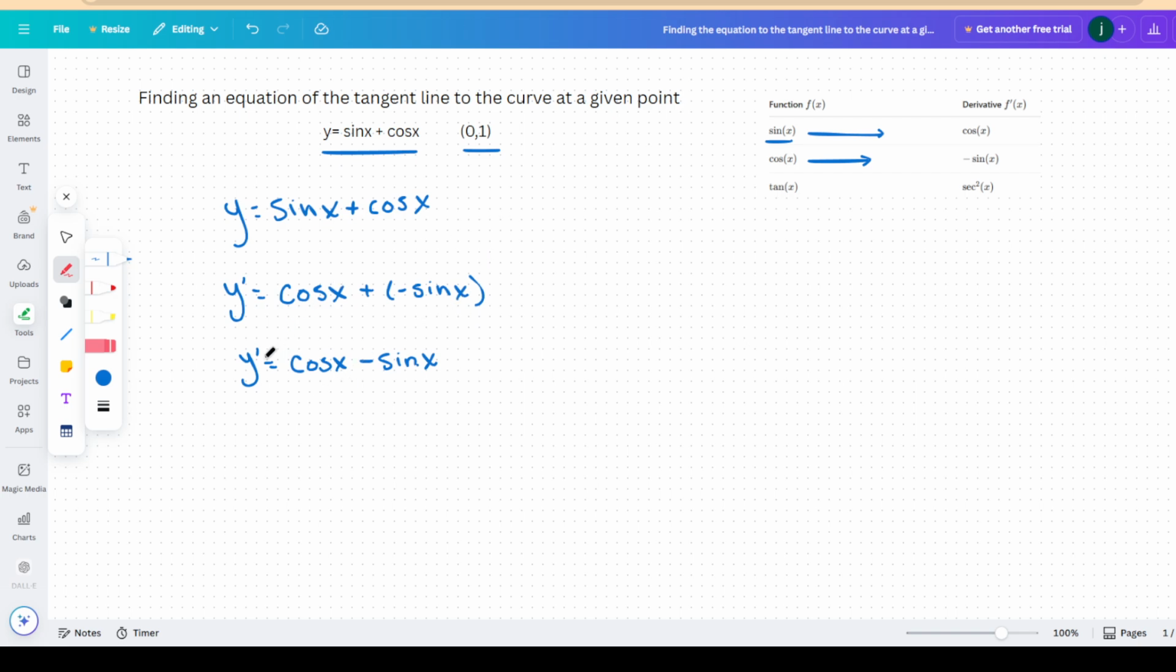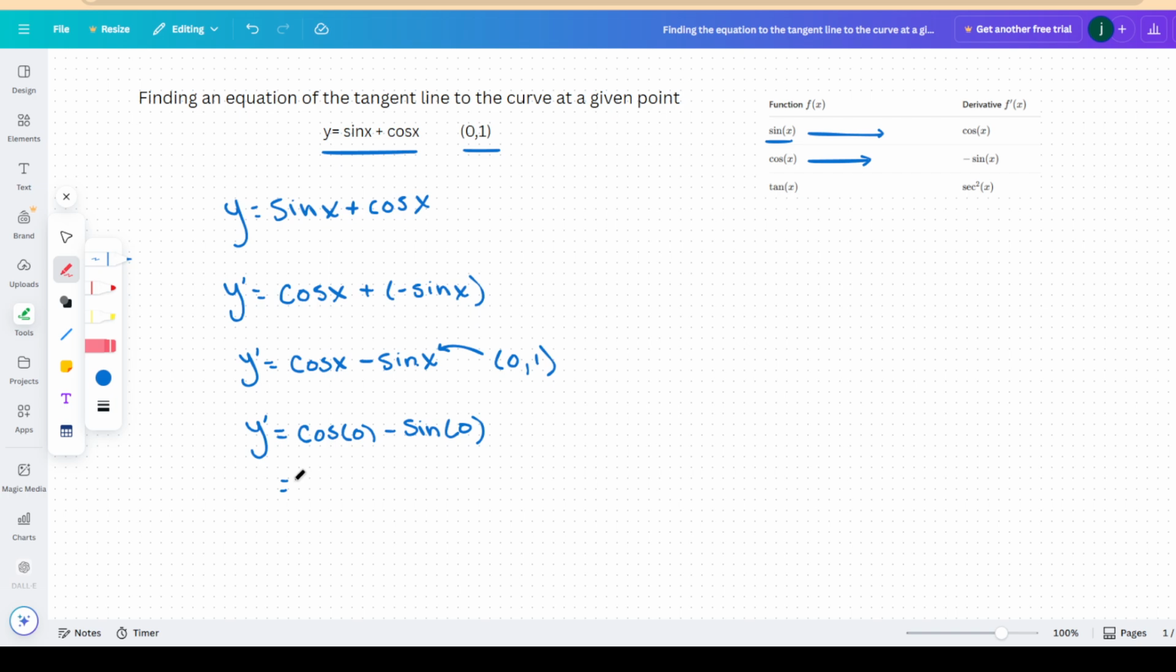To figure out what we need to find here, we need to find the slope of our tangent line. So we can take our given point 0, 1 and insert it into this equation to figure out what our slope is. So y prime is going to be equal to our slope. We're going to do cosine of x is 0 minus sine of 0.